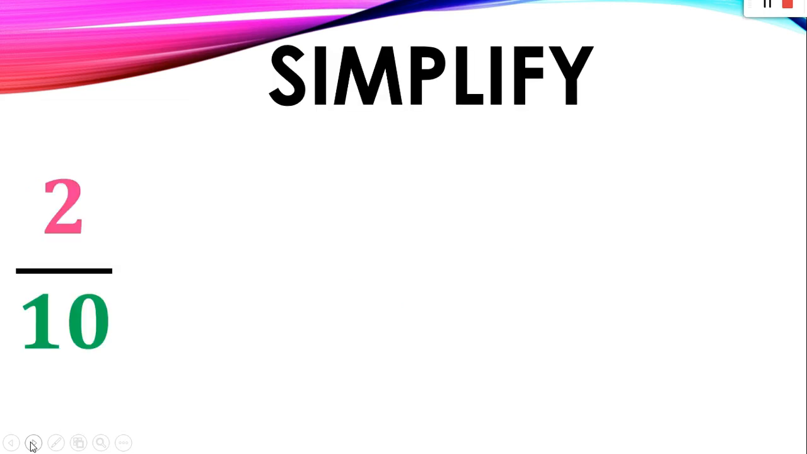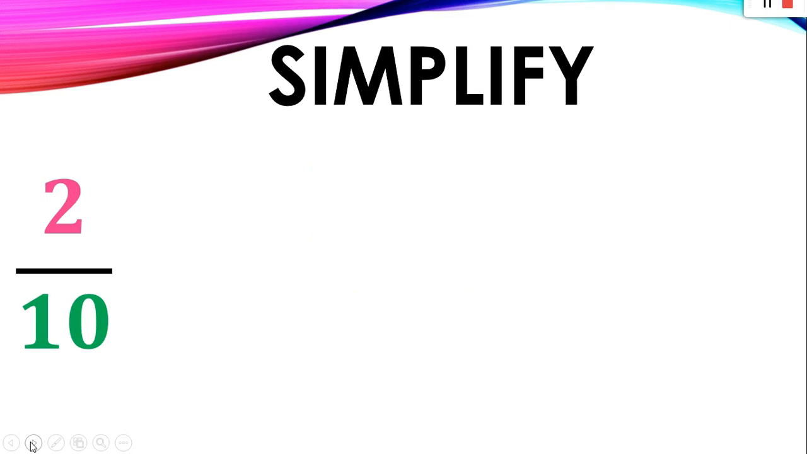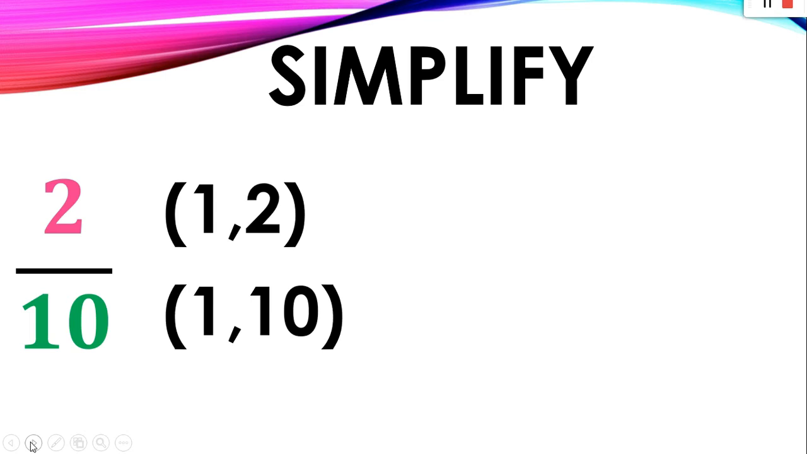Yes. To simplify 2/10, we'll be using the greatest common factor. So the first step is to write the factors of the numerator and the denominator. What numbers do you need to multiply to get 2? 1 and 2. So 1 and 2 are the factors of 2. Can you help me find the factors of 10? 1 and 10, 2 and 5.